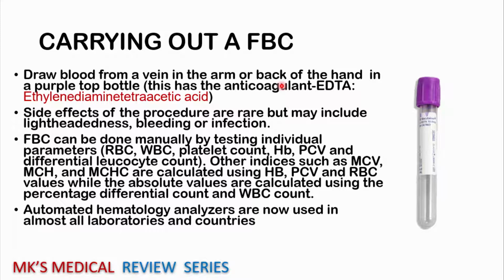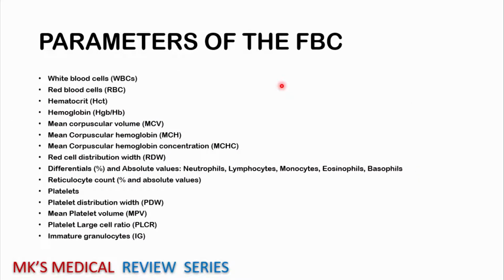So you can also use an automated machine, an automated hematology analyzer that is present in many laboratories and countries, including in our setting. So the parameters that are going to be measured on the full blood count include the following things. You may sometimes not have all these parameters. Sometimes you may have some of them that are not really measured. Like, for example, the differential count sometimes may not be included. Sometimes it may be included.